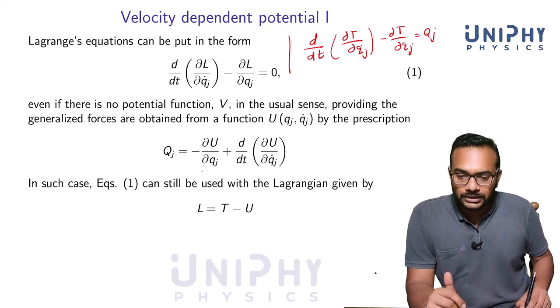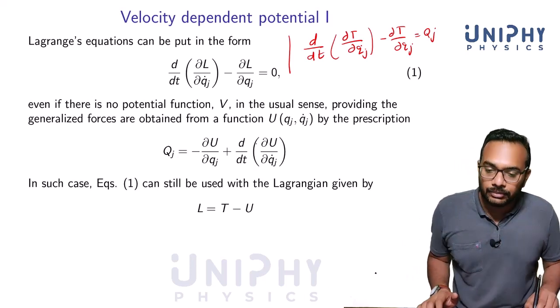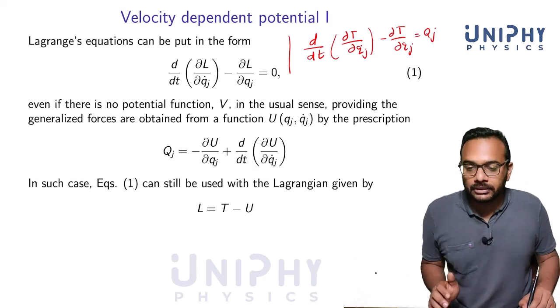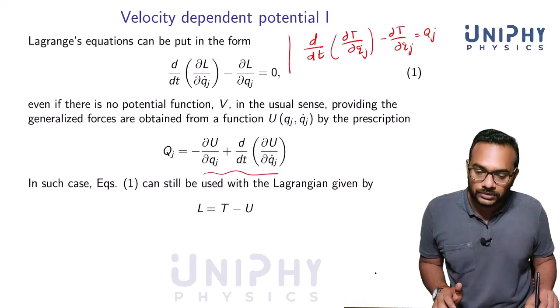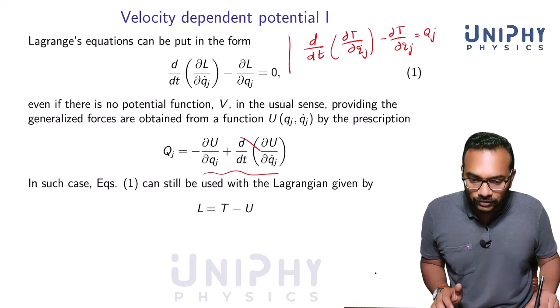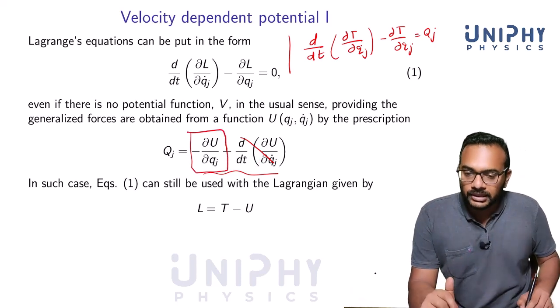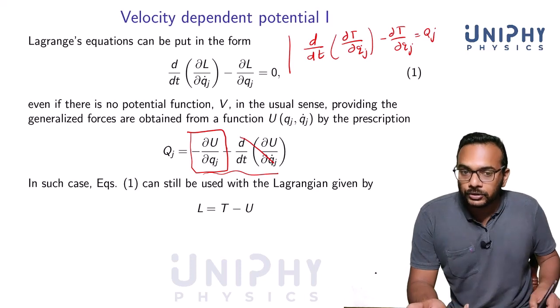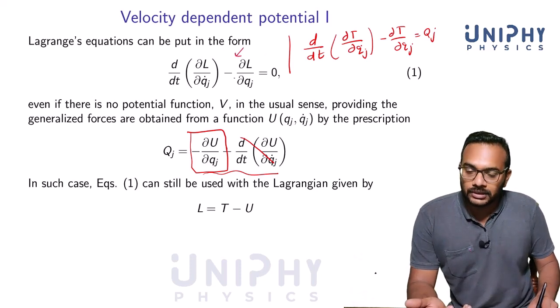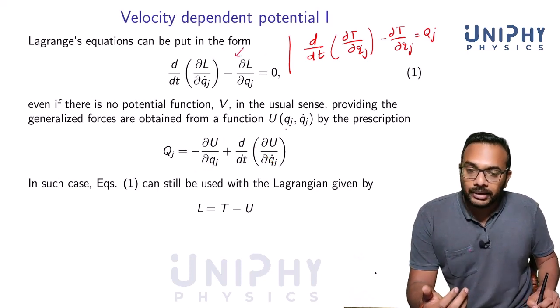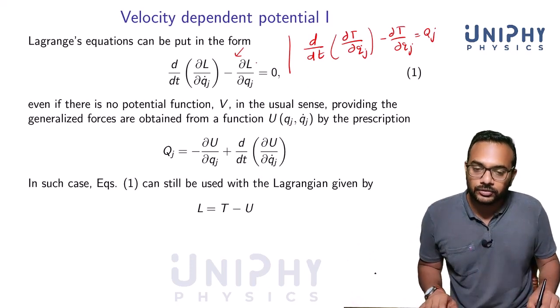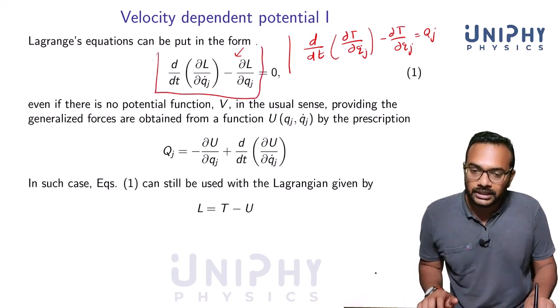Now suppose your forces can be derived from the velocity dependent potential in this form. Normally we said that the generalized force you should be able to write as minus dou U by dou qj, then we can combine it into this form. Now we are saying that we can write the equations of motion in the form that we know and love.